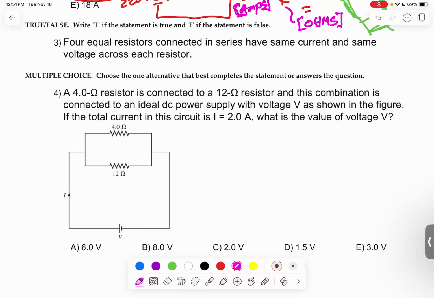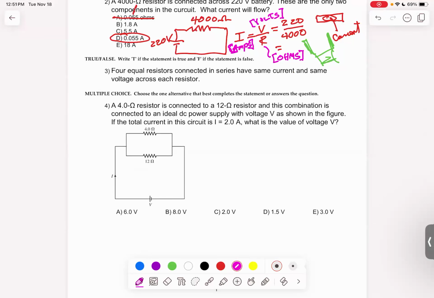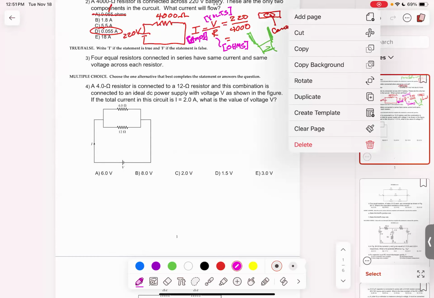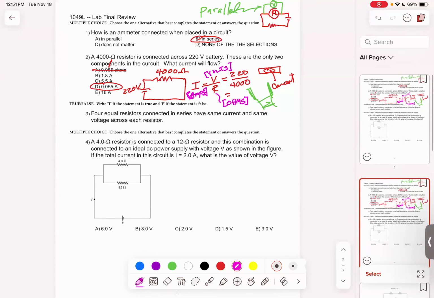Number 3. And let's make this so we have a little bit of room. So what I'm going to do is duplicate this page here and block out some stuff here so it'll look a little cleaner for us.